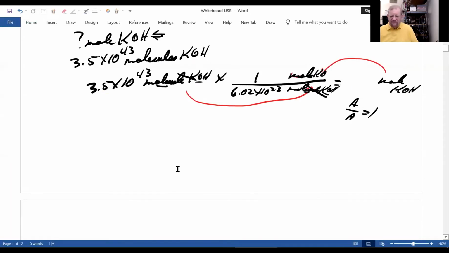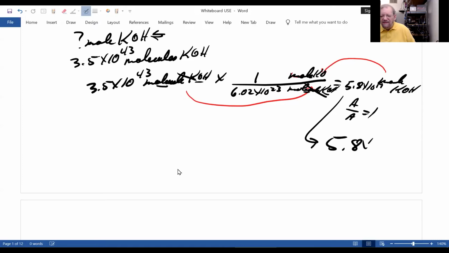Moles of KOH. Oh, that's a lot of moles. Let me rewrite it here so you can see it better. And that's how you do it. All right, time to move on.